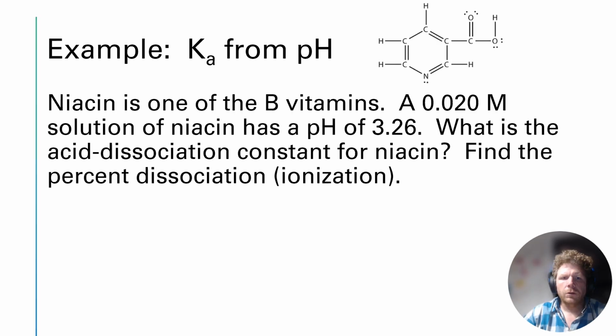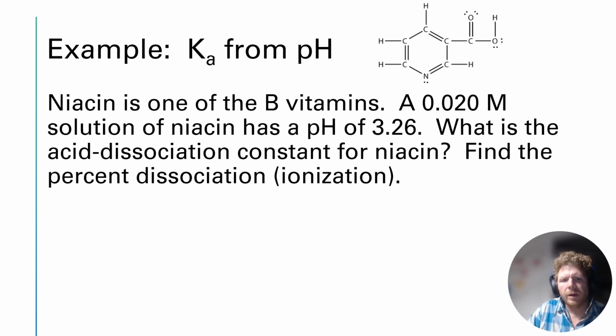Okay, so let's look at some practice problems. Now, an example: Ka from pH. Okay, so let's think about this. If we have our pH, we can get to our hydrogen ion concentration when we're at equilibrium. Let's see where we can go with that. So this gives us a Ka of an example compound.